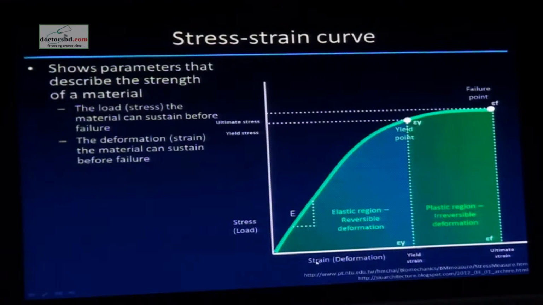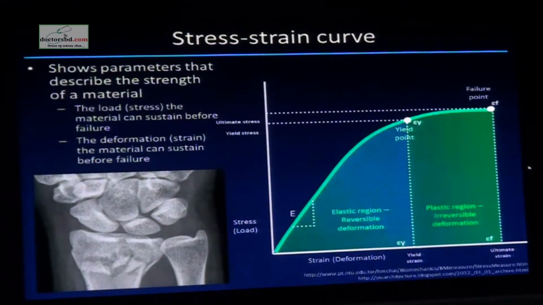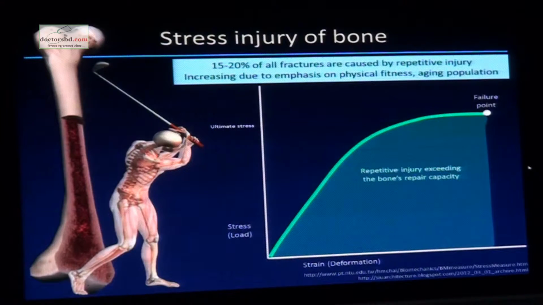So materials can fail because they are deformed or because they're loaded. And we get a curve like this that shows you the failure points of a particular material. And bone is a very, very versatile material. It can tolerate significant amounts of distortion in its shape, as well as loading of the material before it actually breaks.